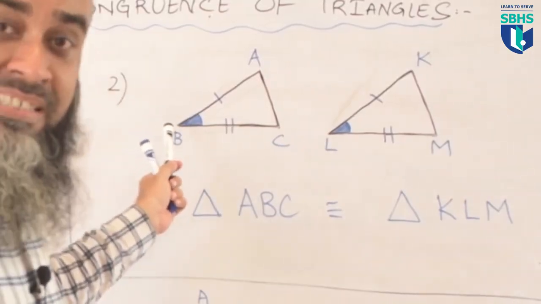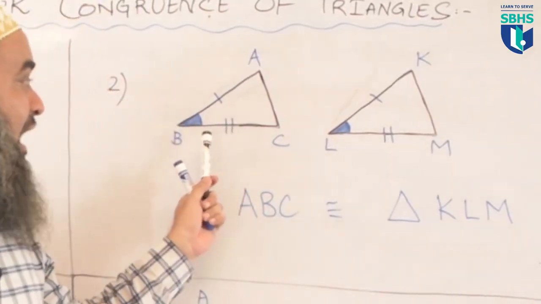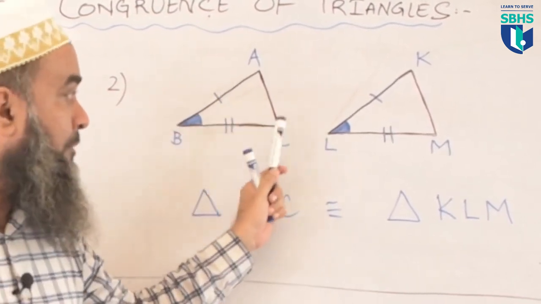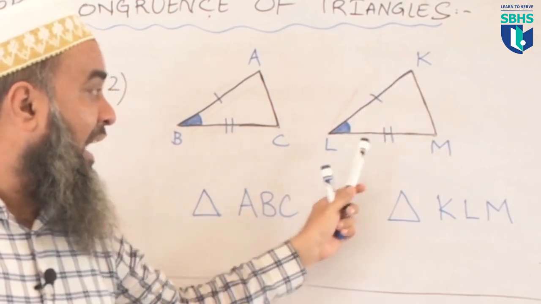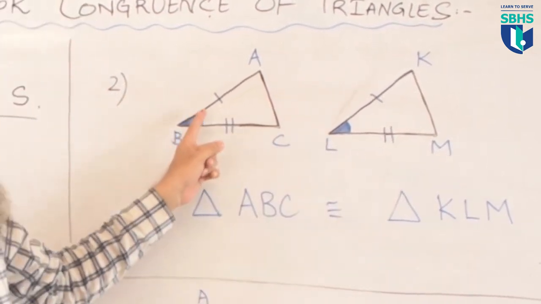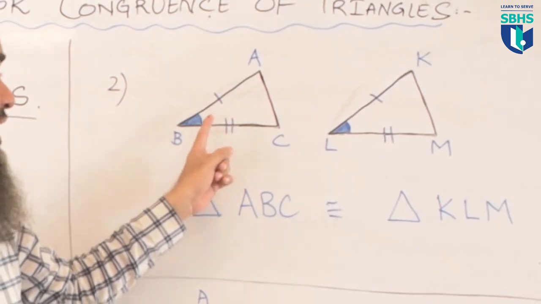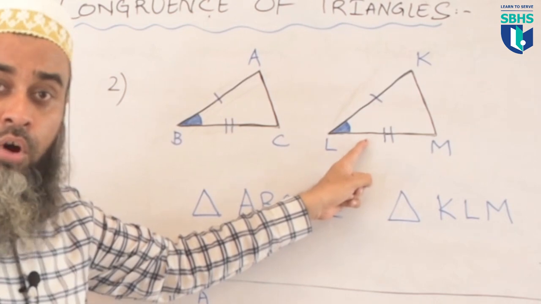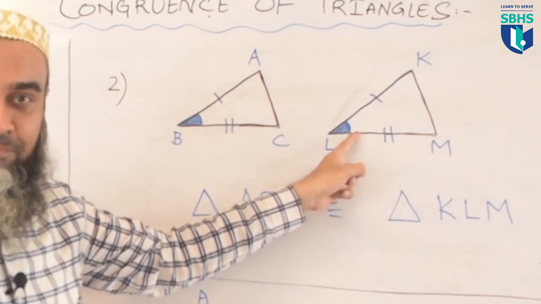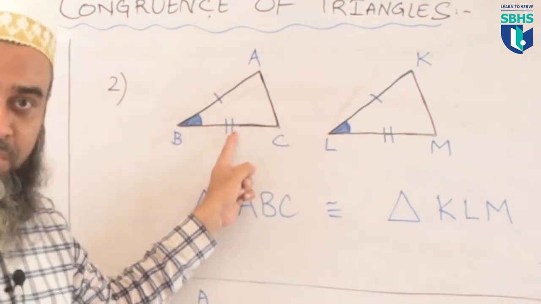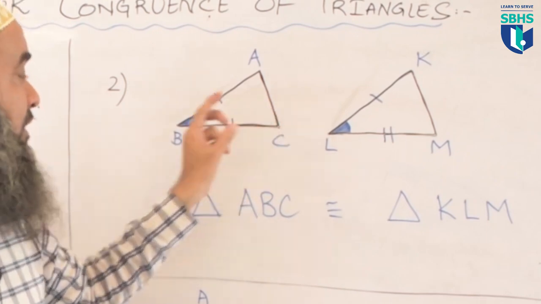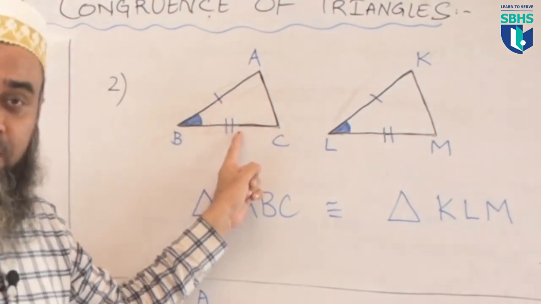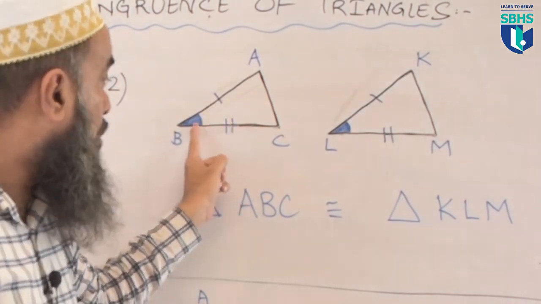Now, let's move towards our second condition. As you can see, again we have taken two triangles, triangle ABC and triangle KLM. In this condition, there are two pairs of corresponding congruent sides, and there is also an angle between them which is also congruent.